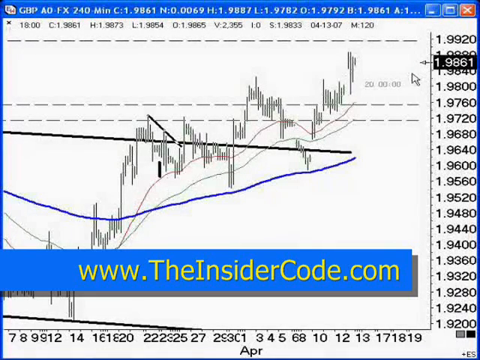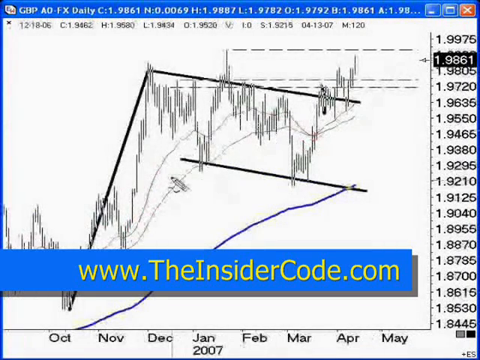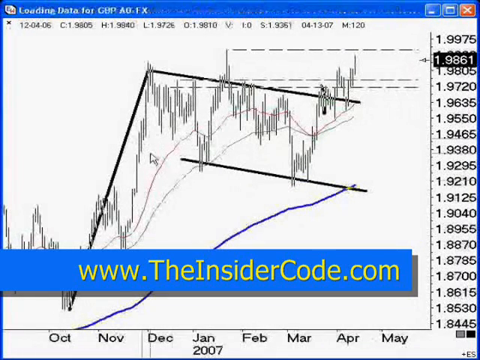Now, what happens if there isn't a pattern? What happens if the market just blows right through it and it doesn't even look back? Well, if you remember the daily bar I talked about over here, the one down day, that one down day gave us a good indication and an excellent trading opportunity.